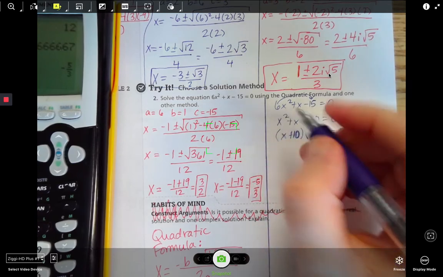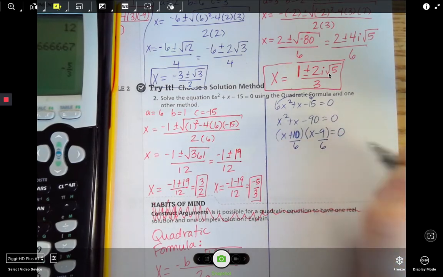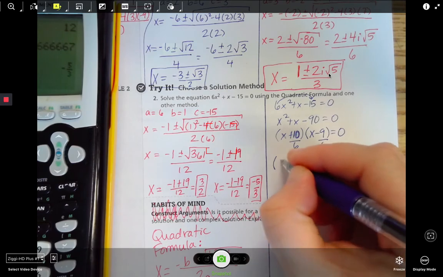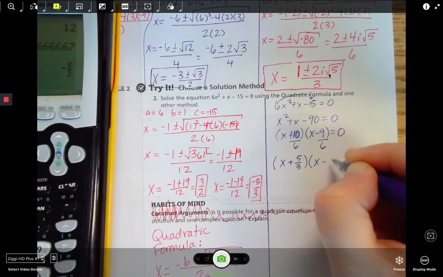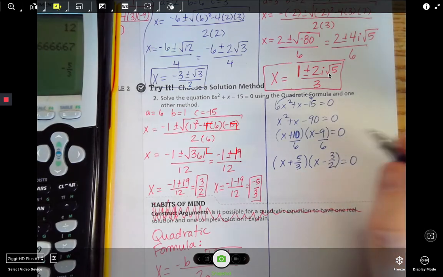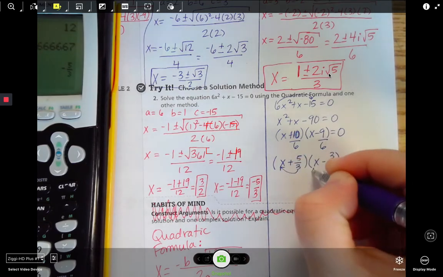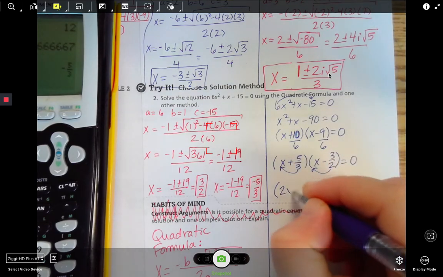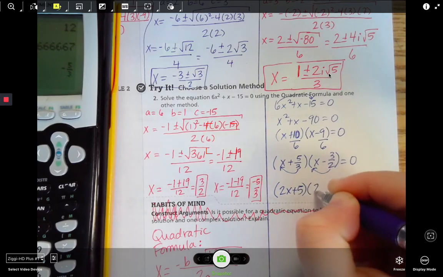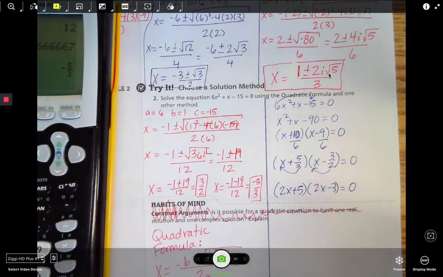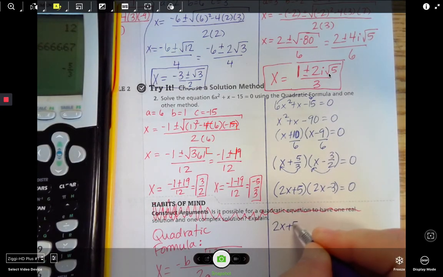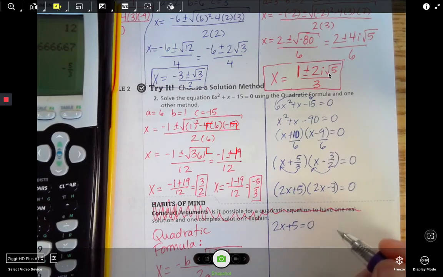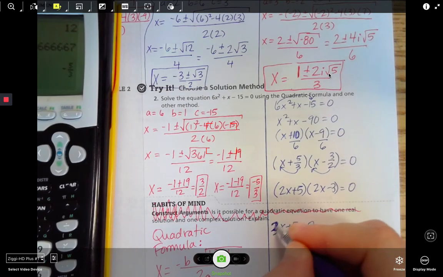We can't forget to go back and divide by our a value. x plus 5 over 3 times x minus 3 over 2 is equal to 0. Bottom up, so my two factors are 2x plus 5 times 2x minus 3 equals 0. Well, that's not our answer, because to figure out what our answer is, we have to set each factor equal to 0. And I wrote the wrong thing. That should have been a 3.